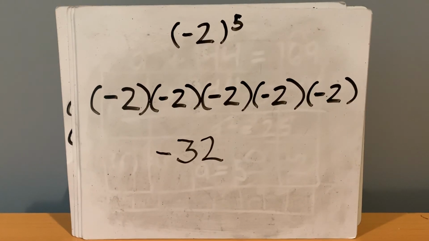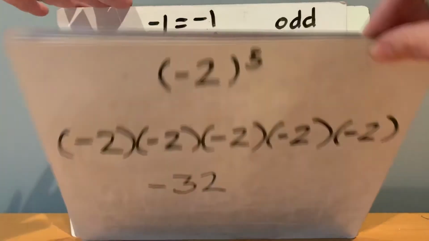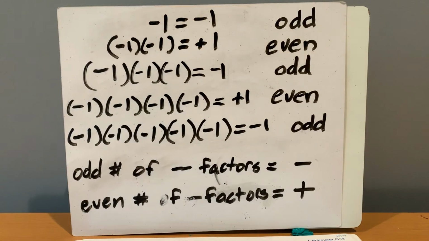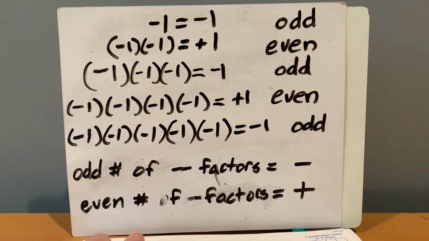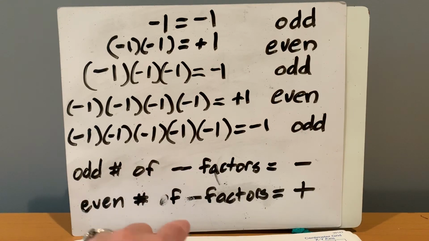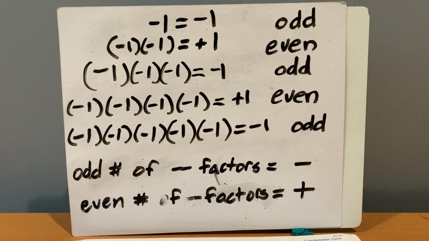So really, if you can remember this trick, multiplying signed numbers is pretty simple. You just remember that if there's an odd number of negative factors, the answer will be negative. If there is an even number of negative factors, the answer will be positive.